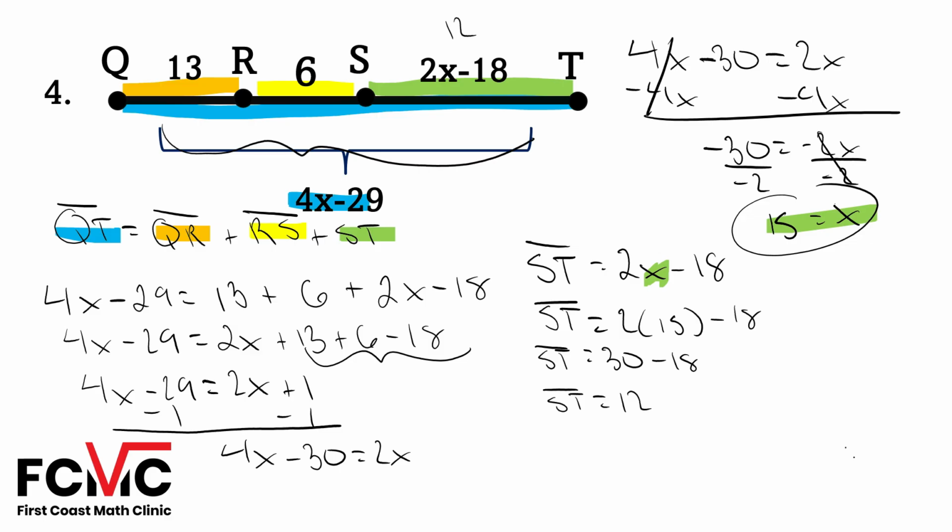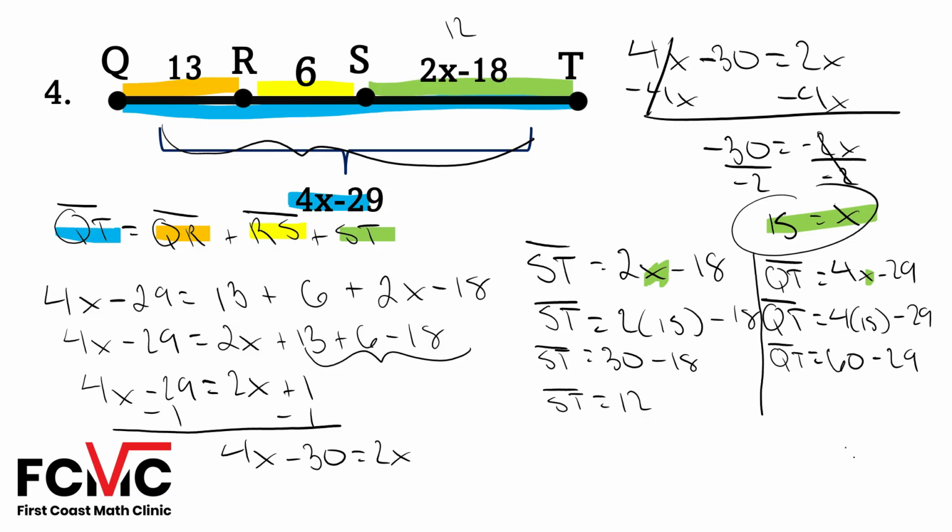Now there's two different ways that we could figure out this total length, QT. I'm going to show you both ways. The first way is, well, let's take QT. We know that's equal to 4x minus 29. We know that x value is 15, so we can do substitution. So we'll take QT equals 4 times 15 minus 29. 4 times 15 is 60 minus 29. And we're going to get 31 for QT.